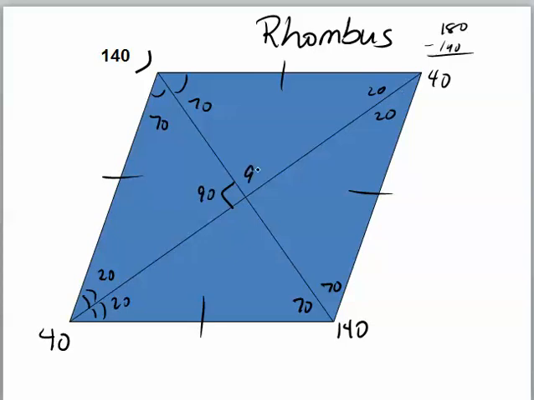I know in a rhombus that all my center angles should be 90, but we'll double check. 20 plus 70 is 90, plus this 90 does give us 180 in a triangle. So things we know about a rhombus: all of our properties of a parallelogram, diagonals are perpendicular, and the diagonals bisect the angles at a vertex.